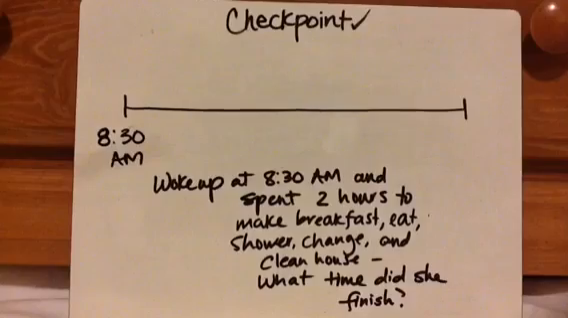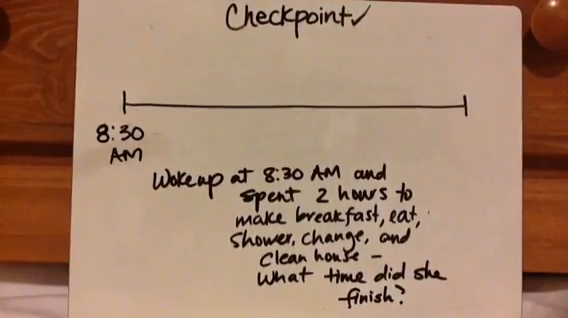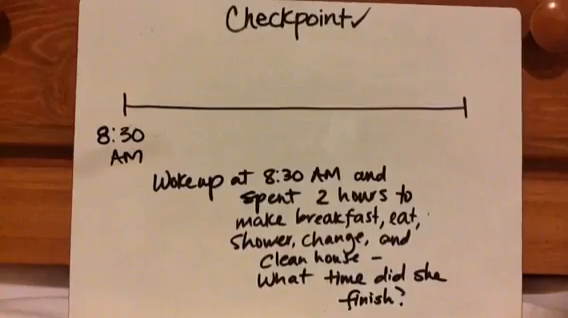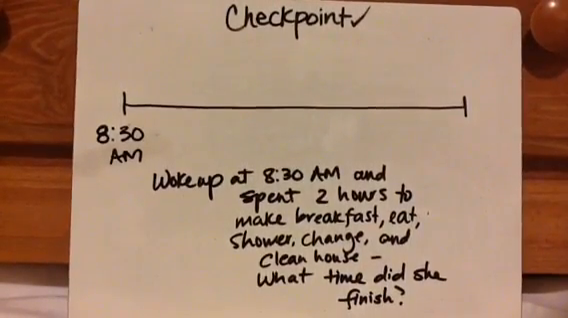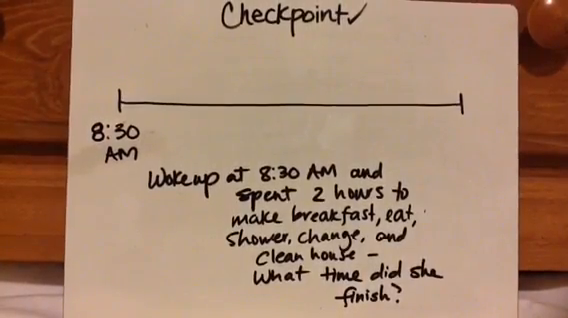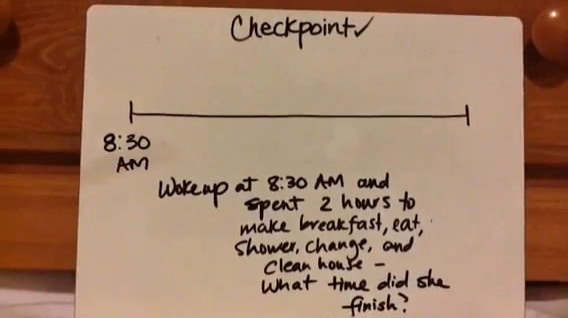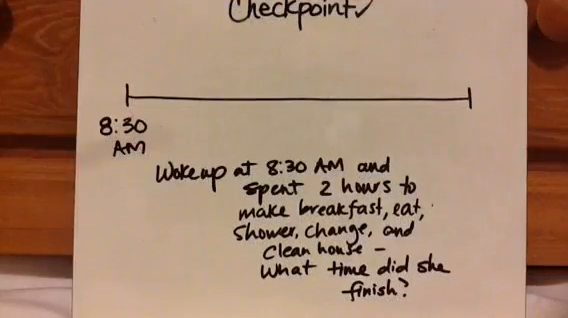Okay, so I want you to do this easy question. So-and-so woke up at 8:30 a.m. and spent 2 hours to make breakfast, eat, shower, change, and clean the house. What time did she finish? So I want you to use the strategy that I just showed you and fill out the number line and write down what the ending time will be. Press pause and then press play when you're ready to check.